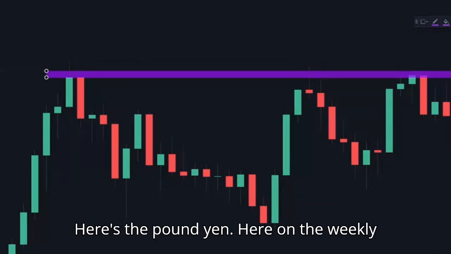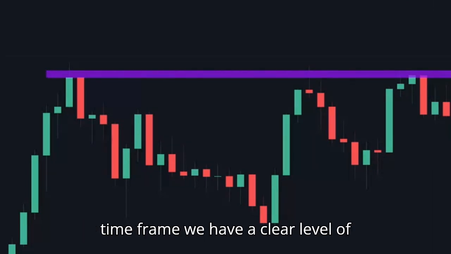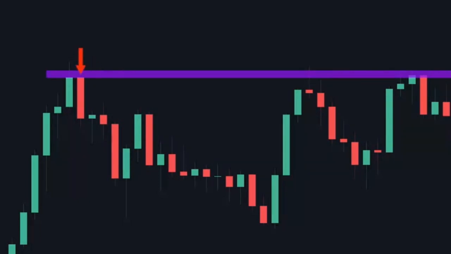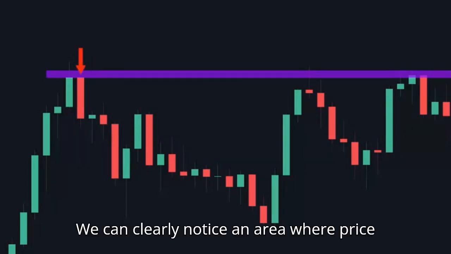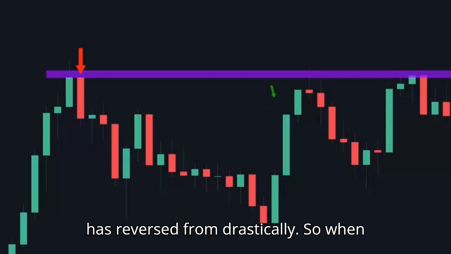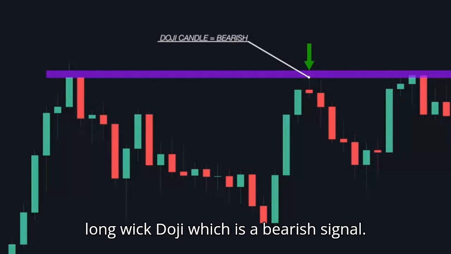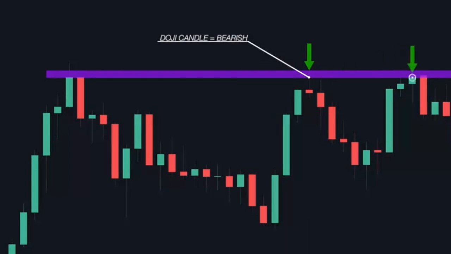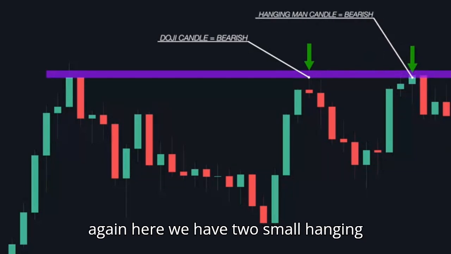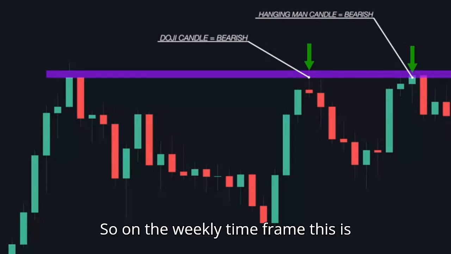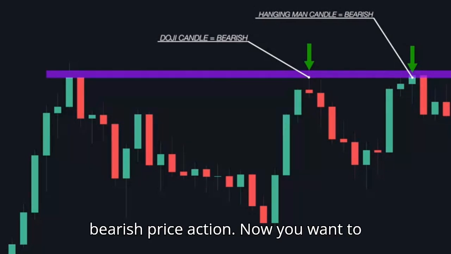Here's the pound yen. Here on the weekly time frame, we have a clear level of resistance. Now, from looking left, we can clearly notice an area where price has reversed from drastically. So when price comes up to this level, we notice a long wick doji, which is a bearish signal. So when price comes up to this level again here, we have 2 small hanging candles, which is also a bearish setup. So on the weekly time frame, this is bearish price action.